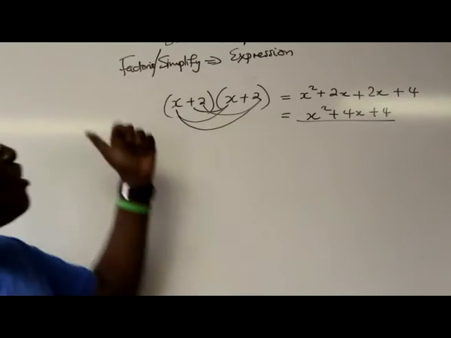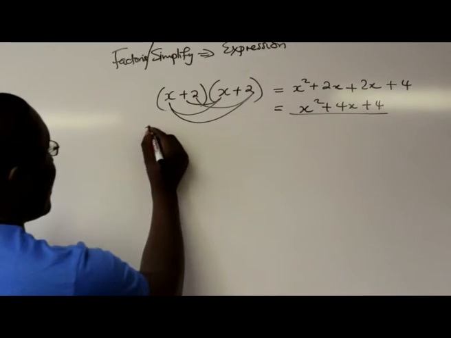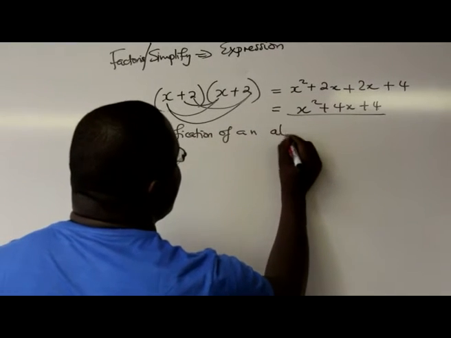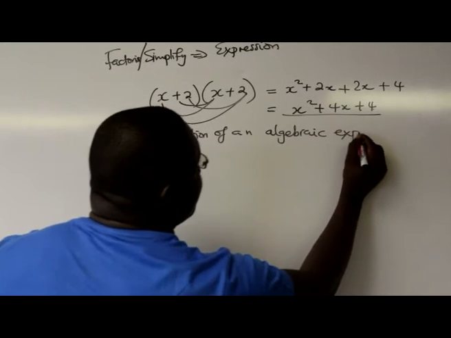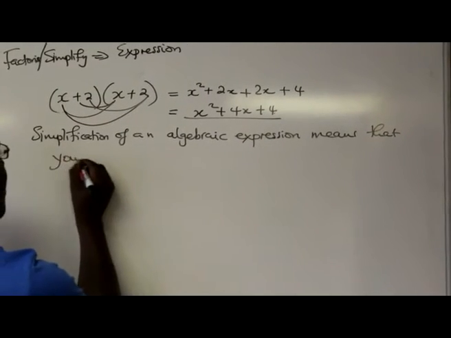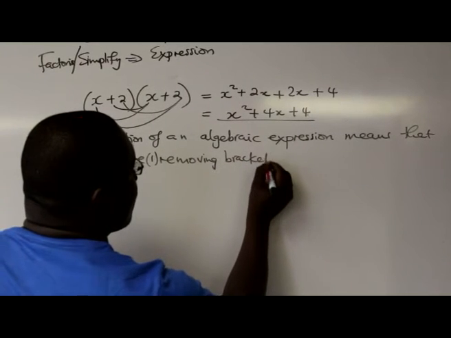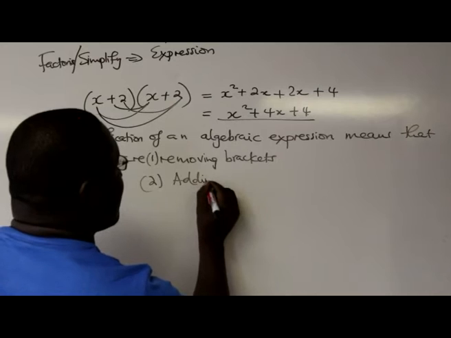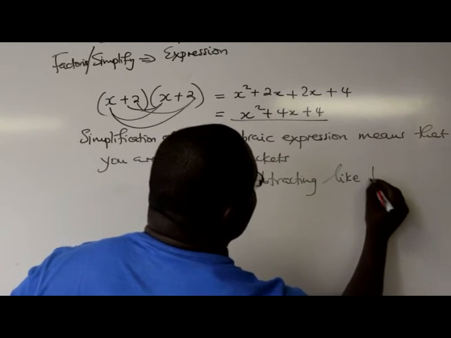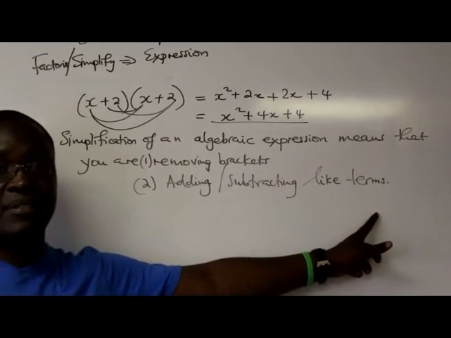In other words, once you have removed the brackets and added like terms, you have simplified the expression. So simplification of an algebraic expression means you are doing two things: one, removing brackets, and two, adding or subtracting like terms. So that's what you'll simply be doing. When they say simplify, they're saying remove the brackets, add or subtract like terms.